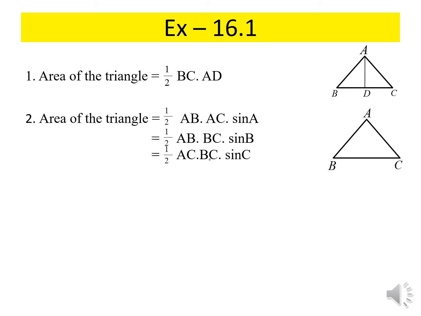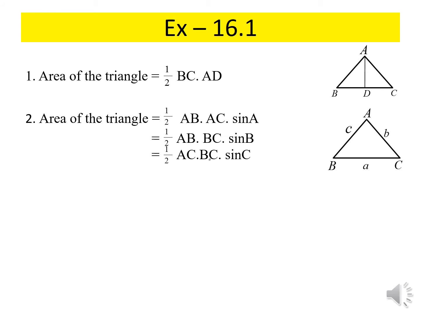Similarly, if AB and BC and their included angle B are given, then the area will be half into AB into BC into sine B. And if two sides AC and BC are given and their included angle C is given, then the area of that triangle will be half into AC into BC into sine C.